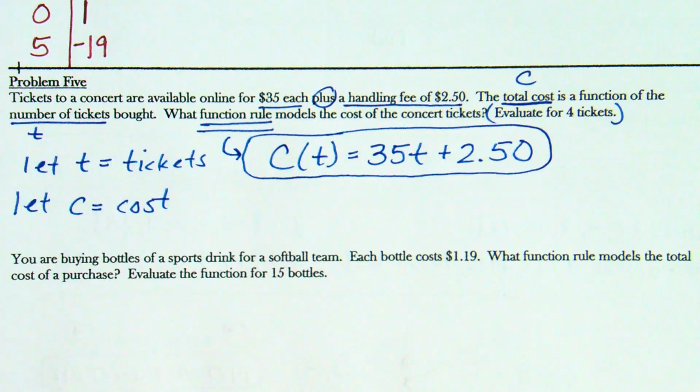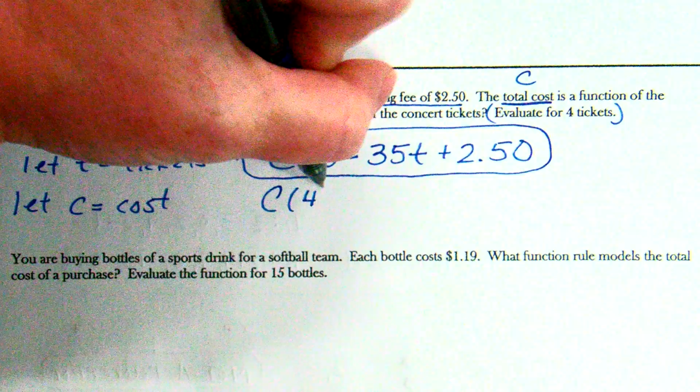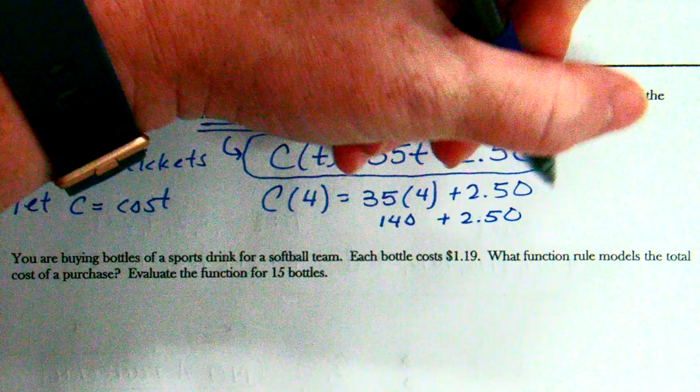What do we still have to do? Yeah, evaluate. Evaluate for 4 tickets, so plug in 4. So I'm going to say C of 4 is 35 times 4 plus 250. 35 times 4? 140. 140 plus 250? $390.